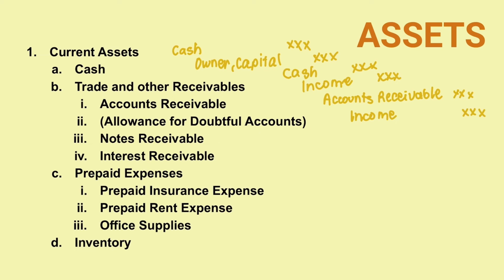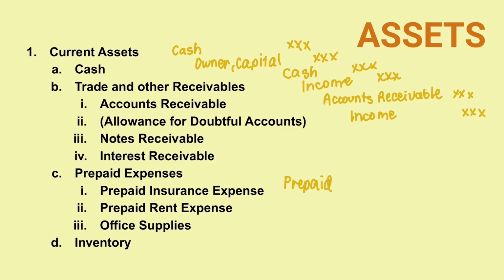This is the same for notes receivable and interest receivable. You can debit them and credit income. Prepaid expenses, on the other hand, are expenses, so we record them as assets.